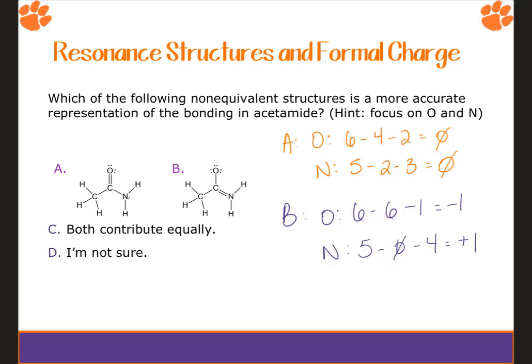But between the oxygen and the nitrogen, both being 0 versus being minus 1 and plus 1, which is further away from 0, letter A is going to be your winner here. This is your more accurate structure, and the way that acetamide is actually going to bond. So formal charge is a really powerful tool to help you justify different Lewis structures and cast some aside, just based on bonding patterns.